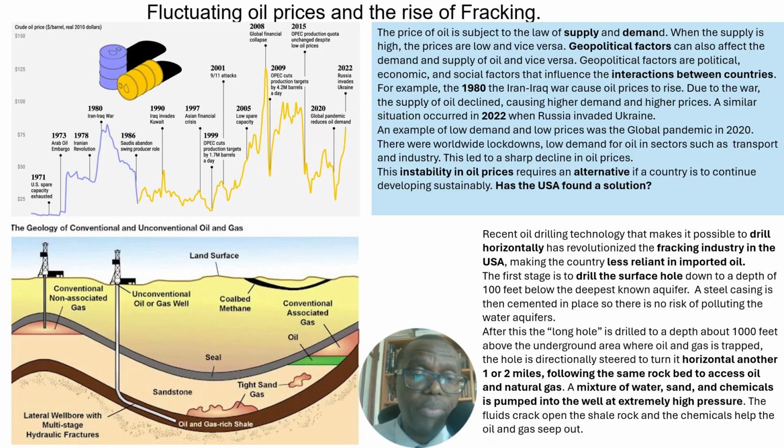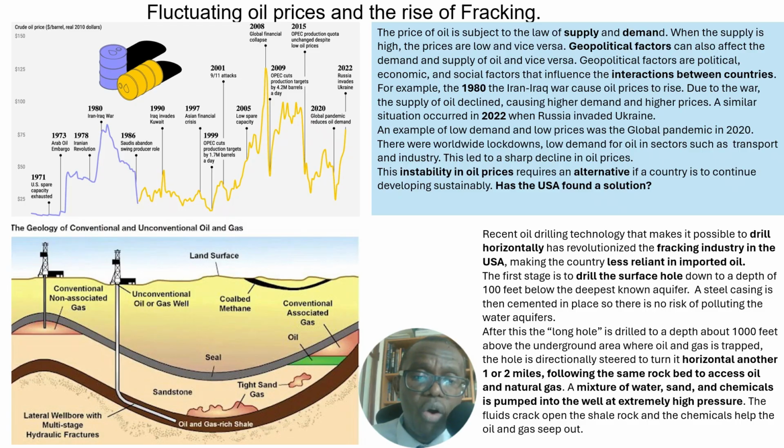As you can see, the price of oil in 1980, like we've just mentioned, really shot up as a result of that war. Then a similar situation occurred in 2022 when Russia moved into Ukraine. Okay, so that again can be seen right there. And then an example of low demand and low prices was the global pandemic in 2020. So this is shown here on the graph. So at that time, the price of oil really dropped.